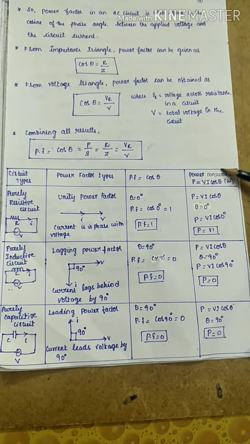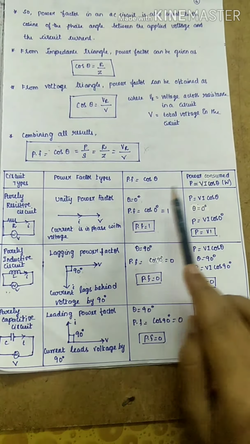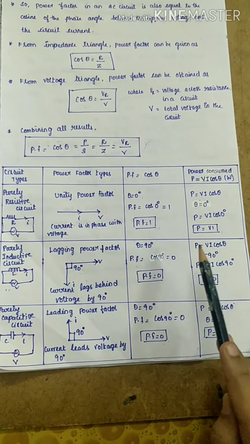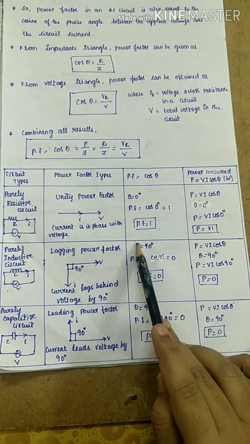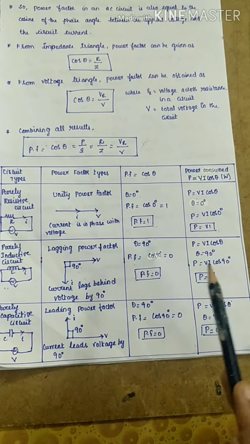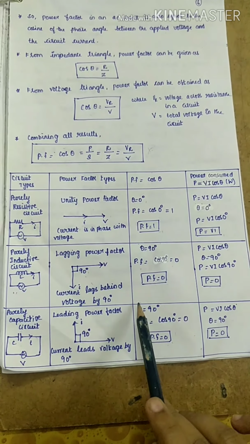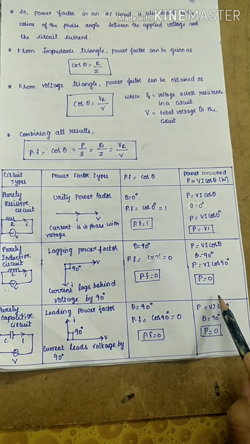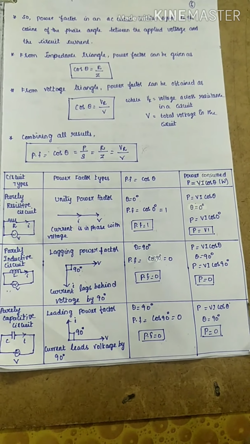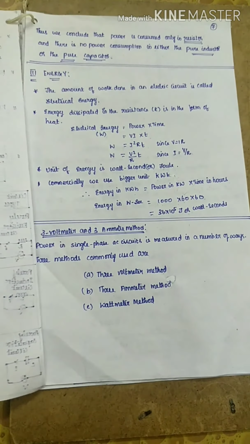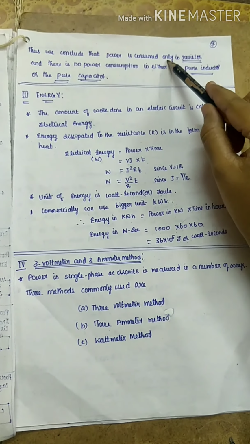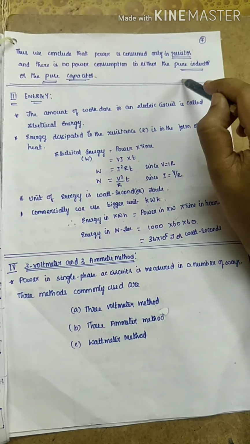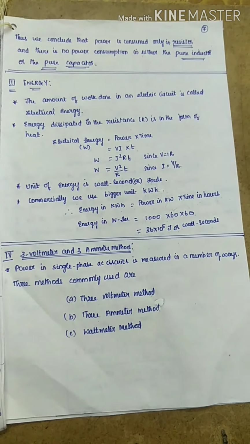Let us see what the power is for a resistive circuit. By substituting the angle value, I am getting P is equal to V into I. For an inductive circuit, by substituting the angle, that is theta is equal to 90, I am getting P equal to 0. By substituting theta is equal to 90 degrees for a capacitive circuit, I am getting the power P is equal to 0, which concludes that power is consumed only in the resistor and there is no power consumption in either a pure inductor or a pure capacitor.